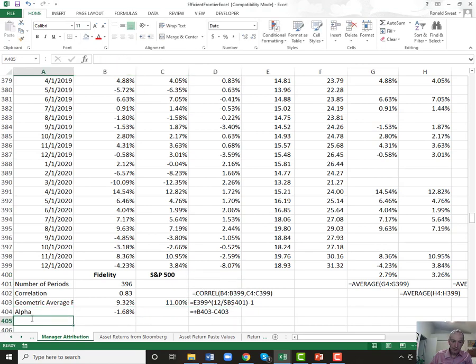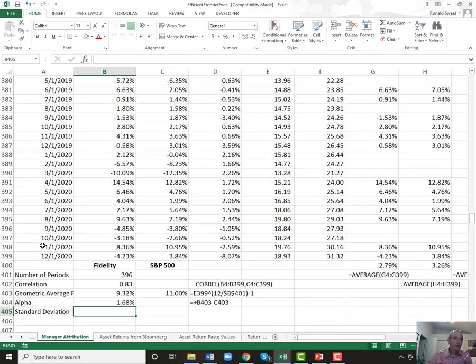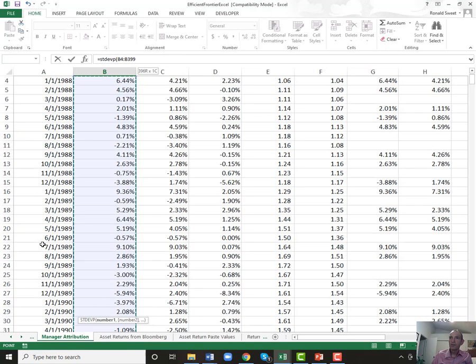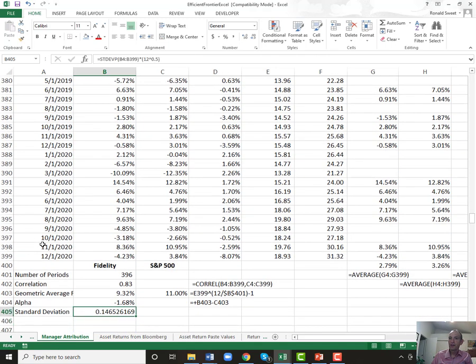The next thing we want to do is get their standard deviation. Very straightforward, but we're going to annualize it. So we want an annual number. So we're going to do equal STDEVP. We'll highlight all of their returns, but because these are monthly data, we're going to multiply it not by 12, but by the square root of 12, because you can't annualize standard deviation like you annualize other numbers. We can copy that over to the S&P 500.